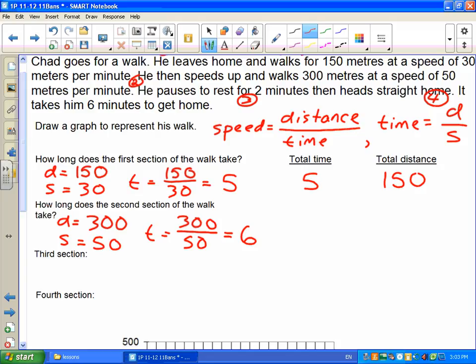So if we want to figure out how long he's been walking in total, we have the 5 from the first section plus the 6 that he's gone in this section. So he's been walking for a total of 11 minutes. And how far has he traveled? Well, he did 150 in the first one. He does another 300 in the second one. So now he's at 450. So the point that we want to go to is a time of 11 and a distance of 450.